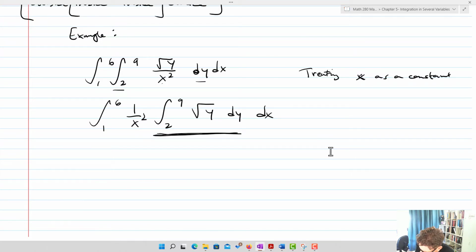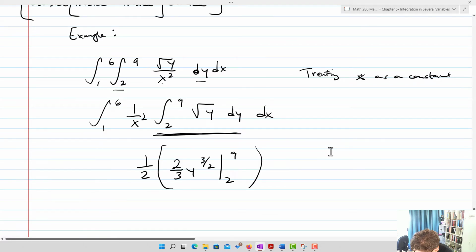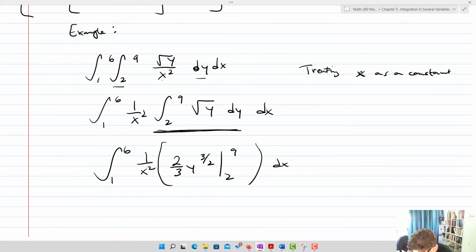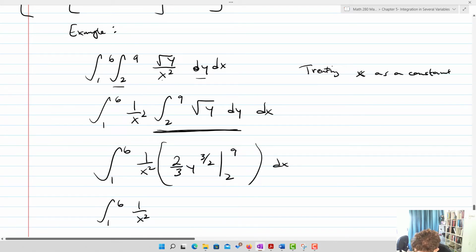So I'll do that, and that's going to be 2/3 y to the 3/2 evaluated from 2 to 9. Then we're going to multiply that by 1 over x squared, and at some point we're going to integrate from 1 to 6 dx. So I go in and do exactly that. I've got 1 to 6, 1 over x squared, and this is going to be 2/3.